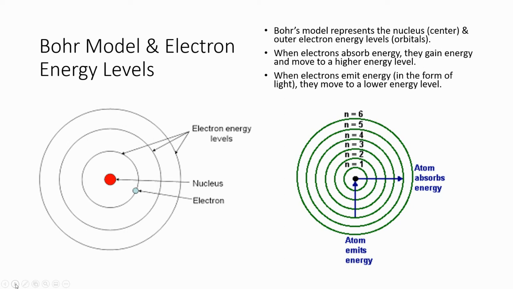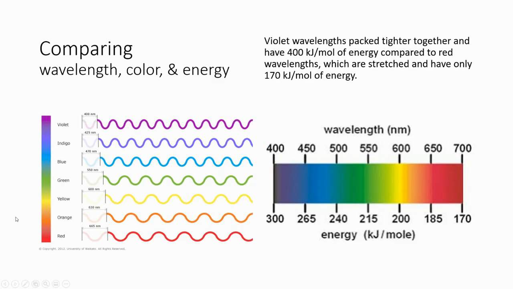So let's talk a little bit about the energy of that particular light. The larger that transition is, say from 6 to 1, the more energetic that light is compared to maybe a transition of 6 to 5. So we can determine the energy of the particular light that's emitted based on the color and wavelength of that light. So we see that violet light is more compact, it has a shorter wavelength, and we also can see that it has the highest energy, or kilojoules per mole.